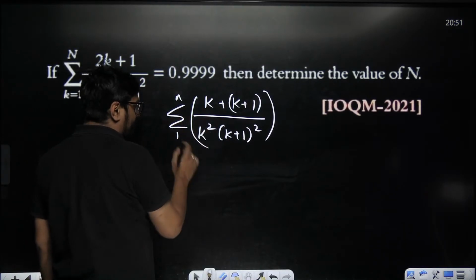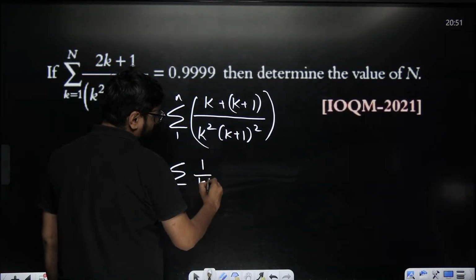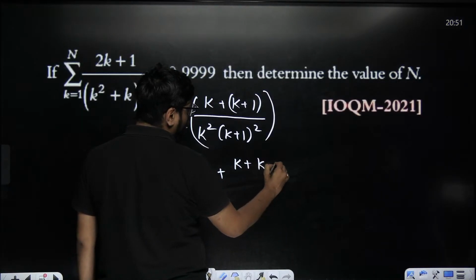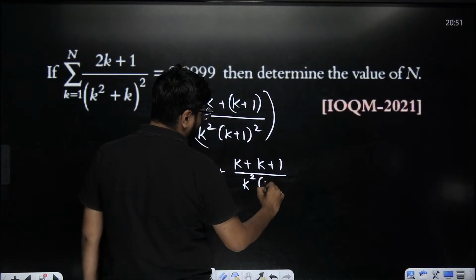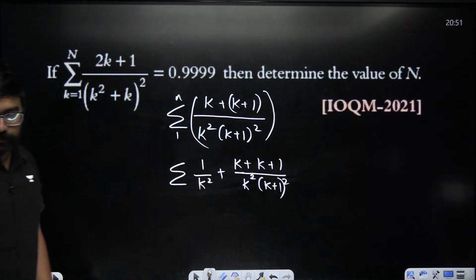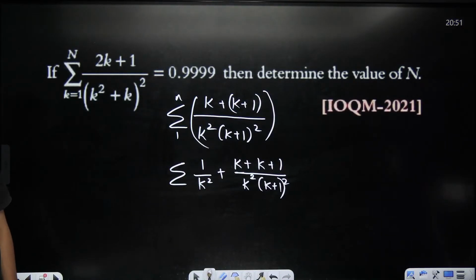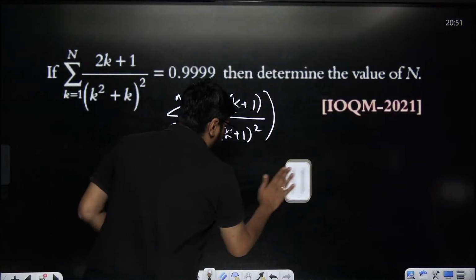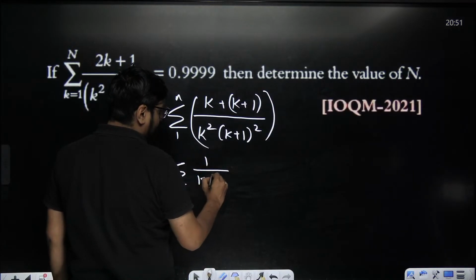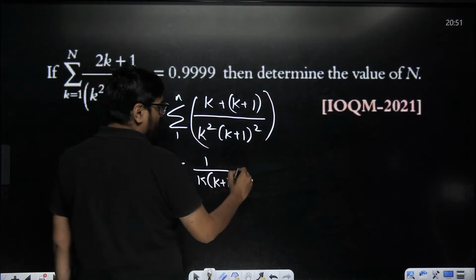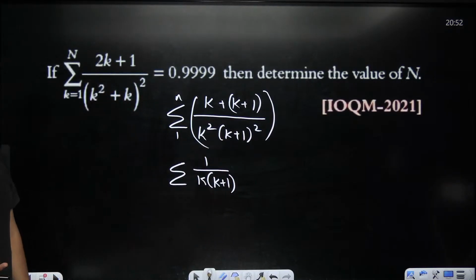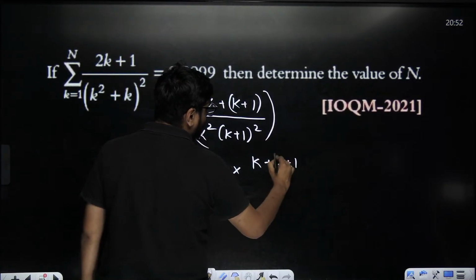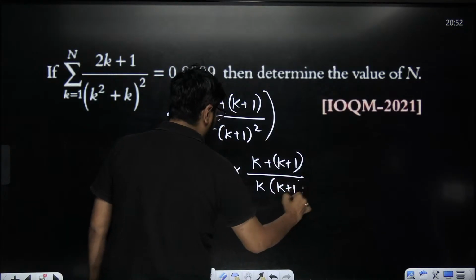Instead, if we separate k square, suppose we do like this: 1 by k square plus 1 by k square just like that, plus k plus 1 divided by k square into k plus 1 whole square. If I do like this, what happens? Something better? Can you see? Or one more method is there: 1 divided by k into k plus 1, I don't want square, so I can keep it like this only, and multiply it with k into k plus 1 divided by k into k plus 1.